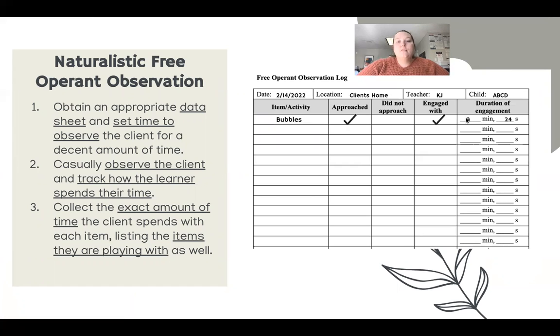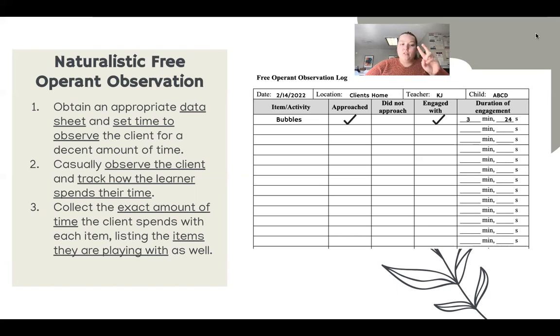Now we're going to go into what data collection procedures could look like for your preference assessments. So for naturalistic free operant observation, the first thing you're going to do is obtain a data sheet such as the one on the side here on the screen. And then you're going to set a time to observe the client for a decent amount of time. So I would say minimum 20 minutes, but you could observe up to 60 minutes, whatever you feel is appropriate for the client. So you're going to casually observe the client and track how the learner spends their time.